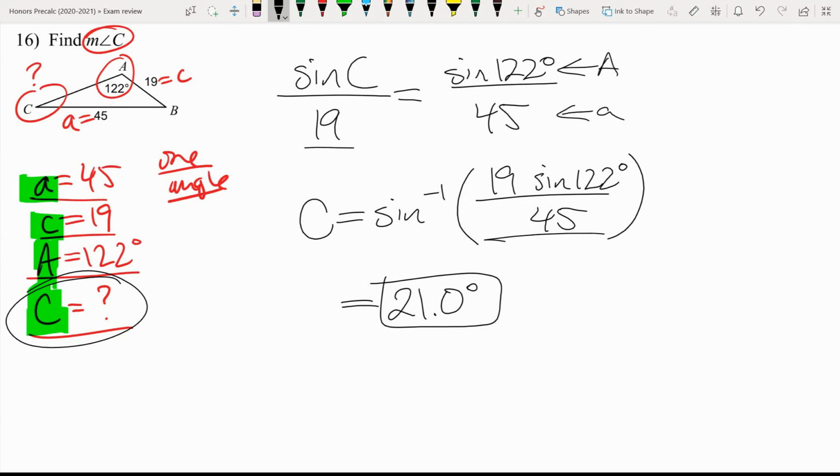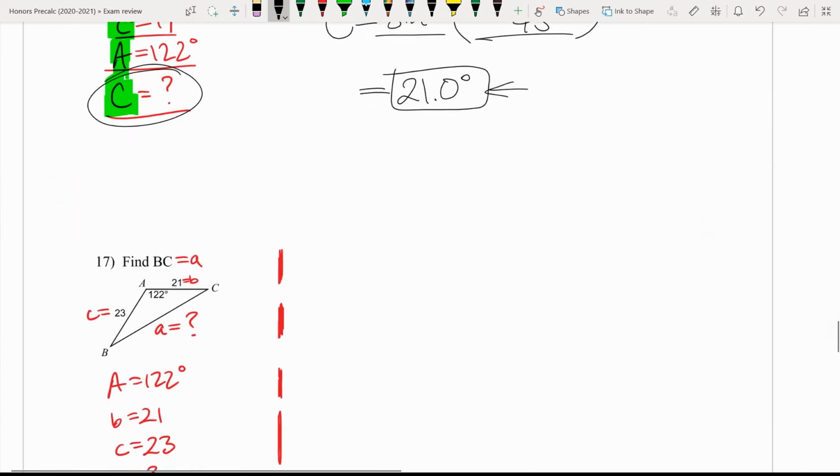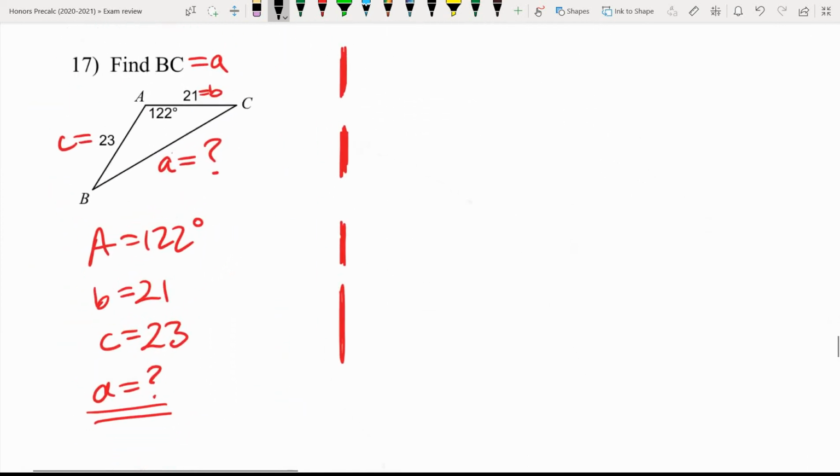But if you want to find what C is, you got to take the inverse sine of everything so that you get an angle out of it. So keep in mind your answer on this one is going to be an angle when it's all said and done. All right, so you get 21 degrees on that guy. Let's take a look at this one here.